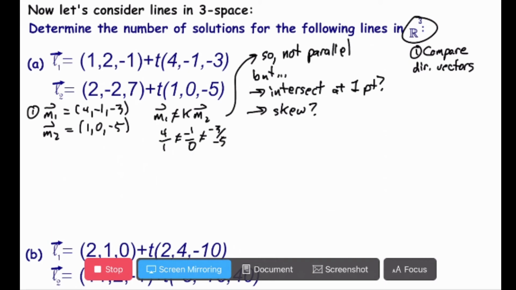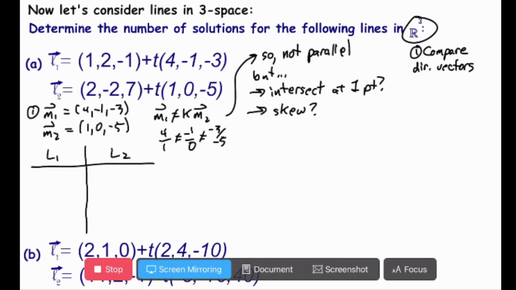I'm going to pause here for a moment. I recommend you pause and try to answer the rest of the question before I continue on and show you how to do it. All right, since these lines are not parallel to each other, this indicates that these lines either intersect exactly once or they are skew. If the lines intersect, there must be a single point that is on both lines. So to follow along with this idea, we're going to convert both of these.